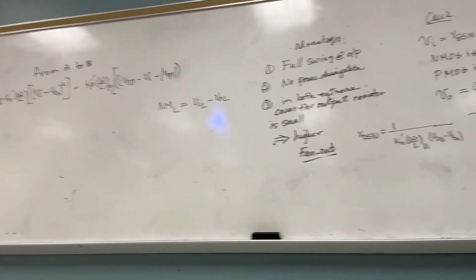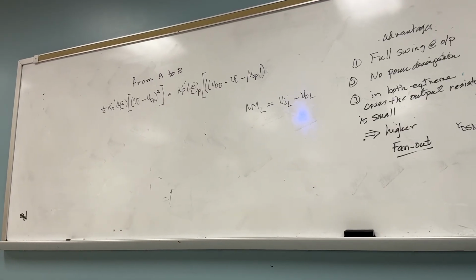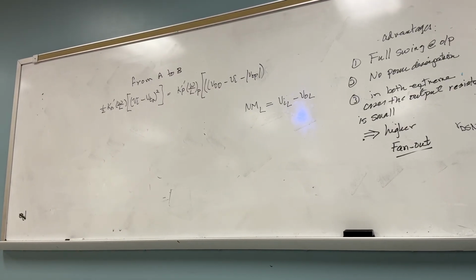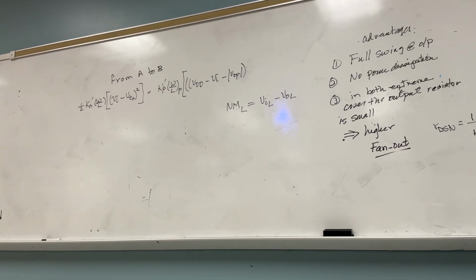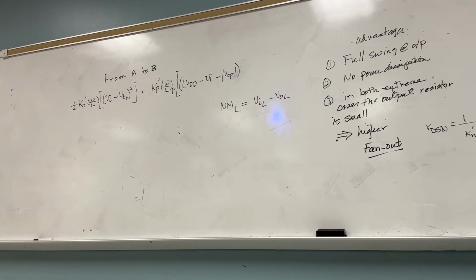Minus the absolute value of what? VTP. Why? Because VTP is negative. Did you get it or not? Good. Next term.